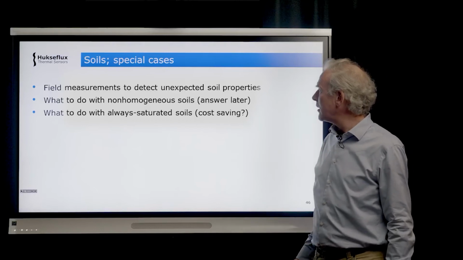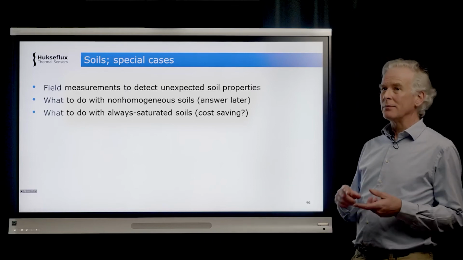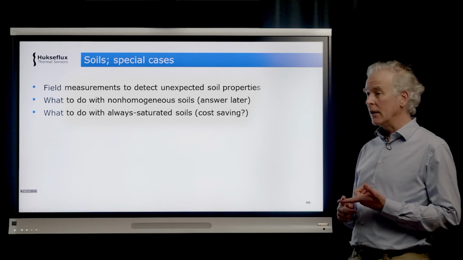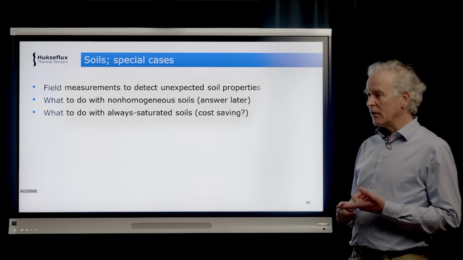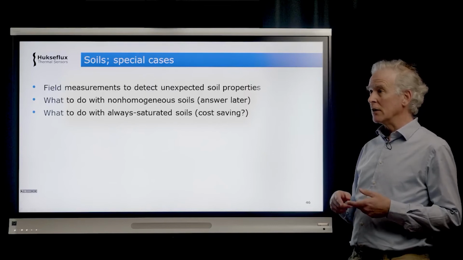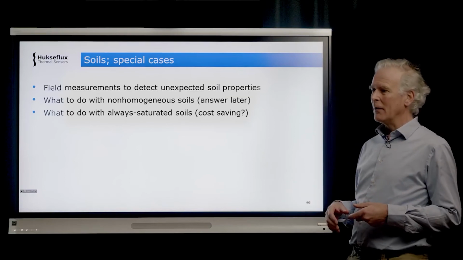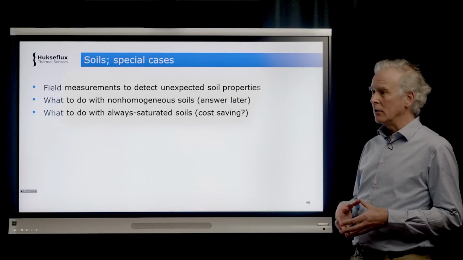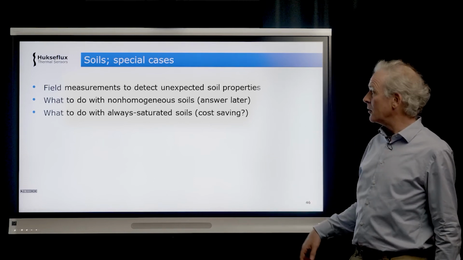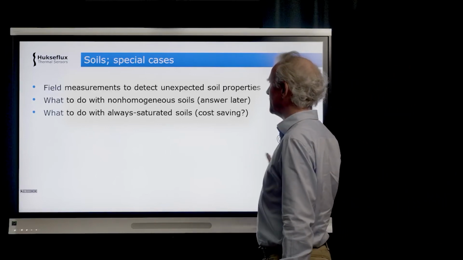And last but not least, in some cases, like in the Netherlands, soils are always saturated. So that's also a situation in which you might analyze, because then, for example, on the ocean floor or in the Netherlands, which is basically a swamp, you can engineer your whole high voltage cable or oil pipelines knowing that the soil is always saturated. So those are special cases.